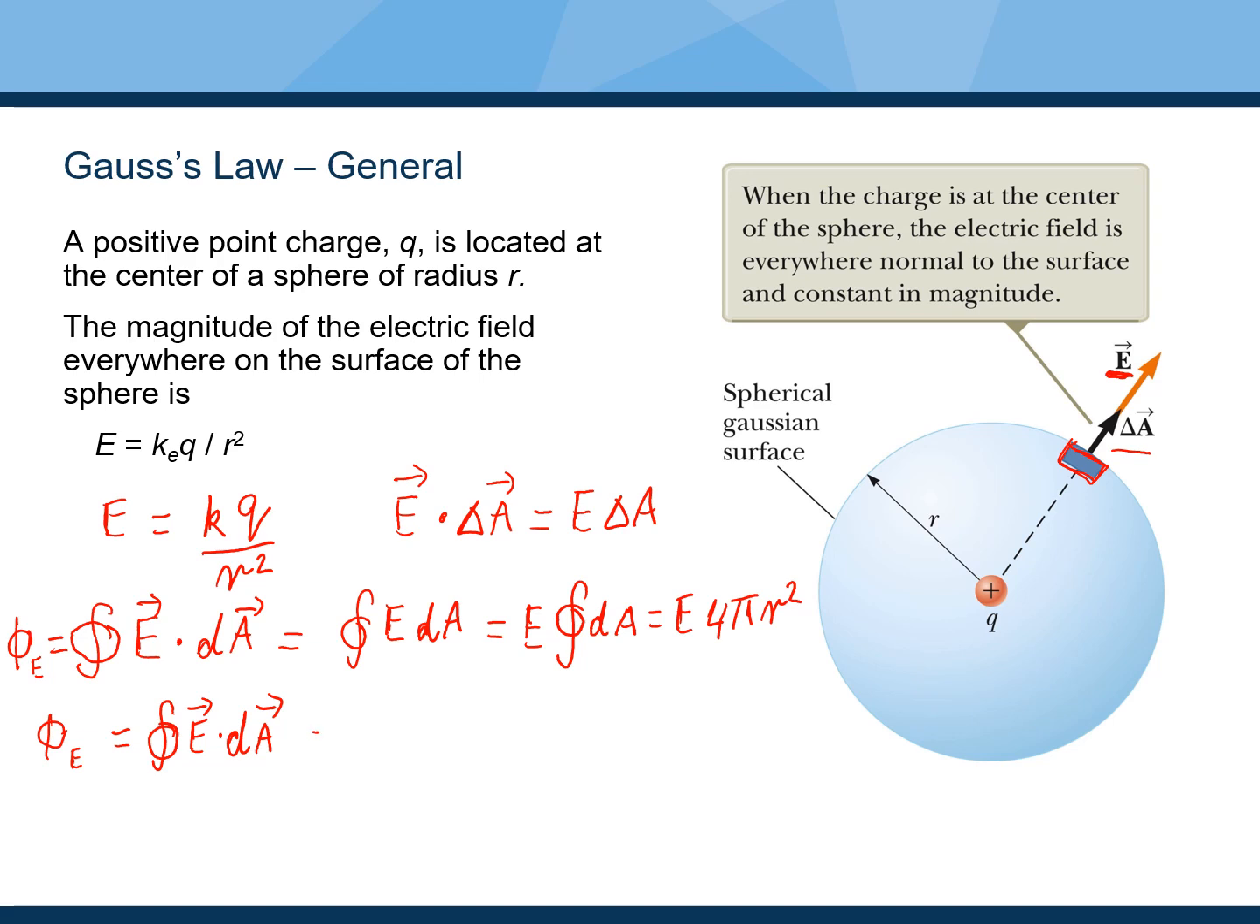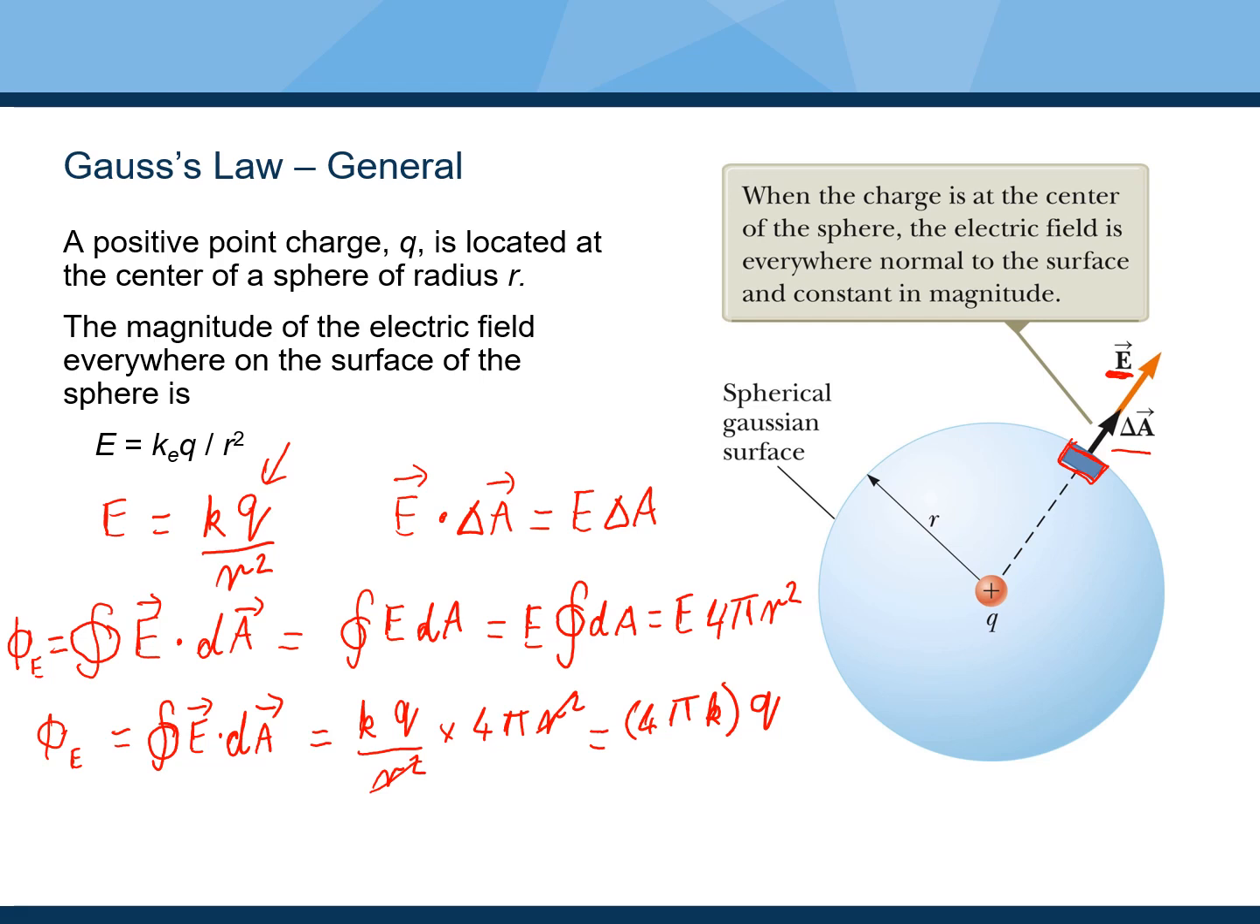And this is actually equal to the electric field which we've identified out here, which is just given by kQ divided by r squared times 4 pi r squared. Notice that r squared and r squared can quickly be cancelled. So we can write this as 4 pi k times q.